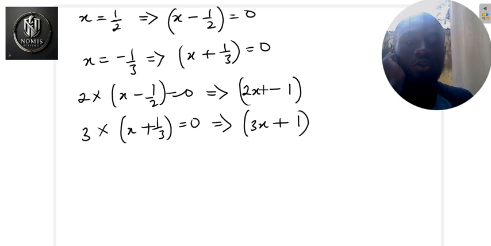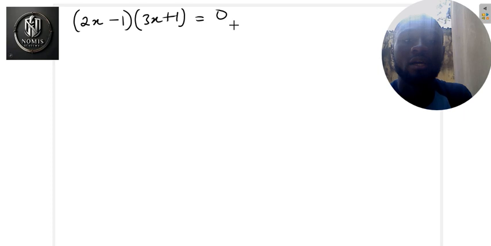So we now have these two to be part of the quadratic equation. When we multiply these two together, we are going to have our quadratic equation. So let's get into multiplying it. That means 2x minus 1 multiplied by 3x plus 1 equals 0 should give us our quadratic equation. So let's open this bracket. 2x multiplied by 3x, 2 times 3 gives us 6, and x multiplied by x gives us x squared.